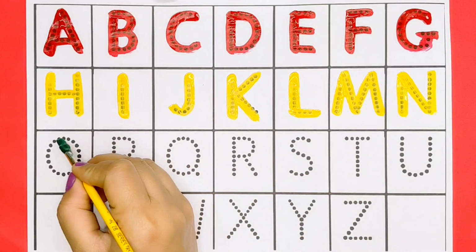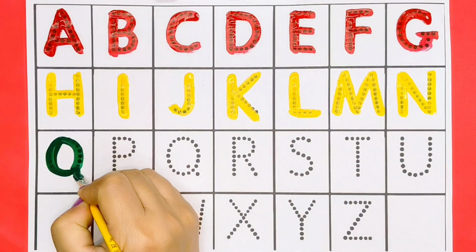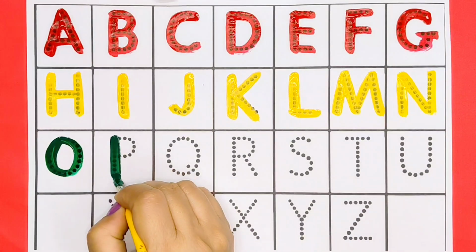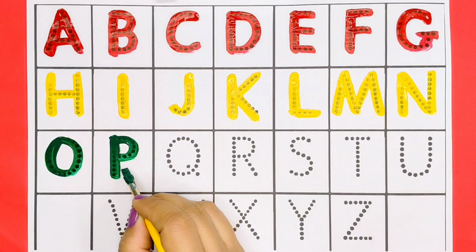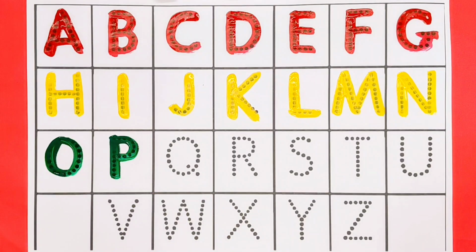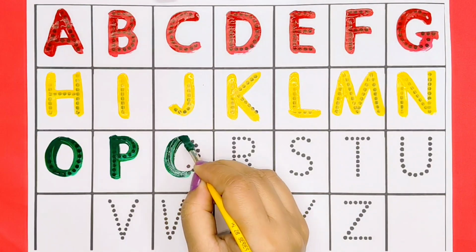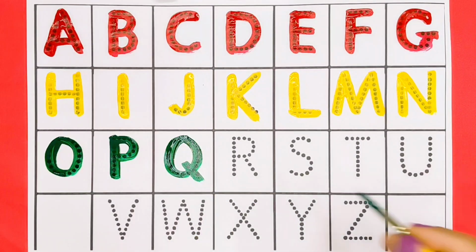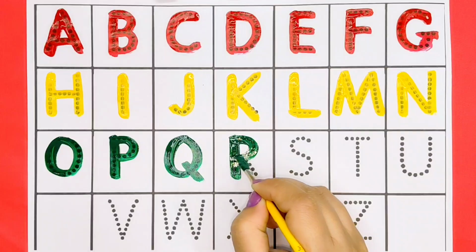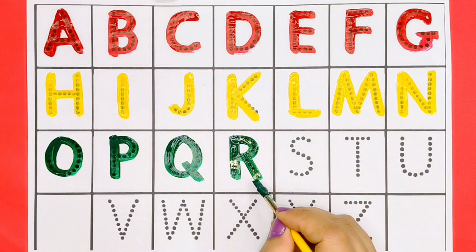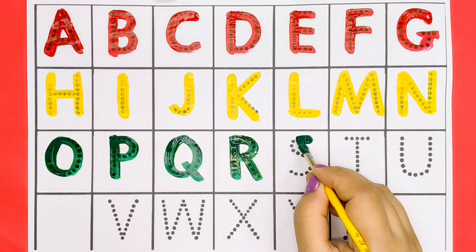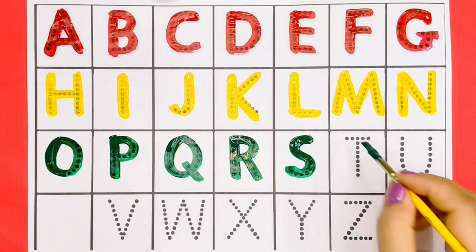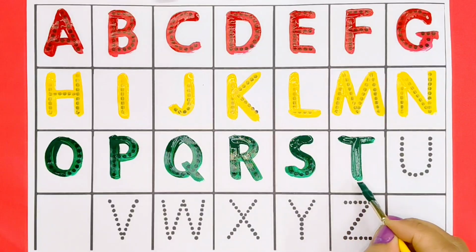Dark green color. O. O for octopus. P. P for pencil. Q. Q for queen. R. R for rabbit. S. S for sun. T. T for train.